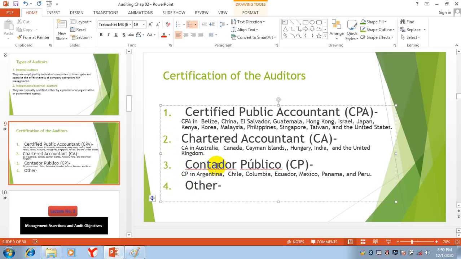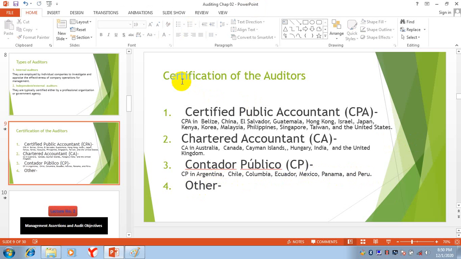This is in some other language, I can't pronounce it. Okay, I will try. Contador Público, CP. These are the professional bodies of auditors in Argentina, Chile, Colombia, Ecuador, Mexico, Panama, and Peru. And there are also others. So these are different certifications of auditors.